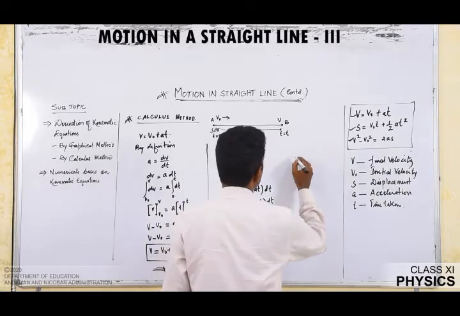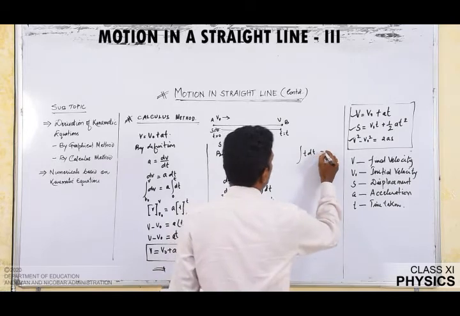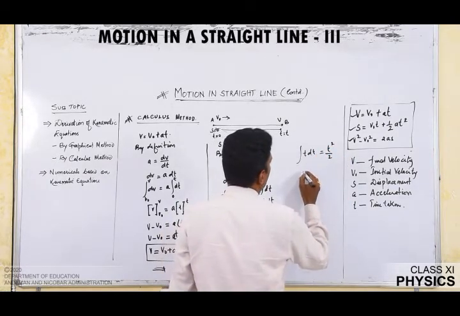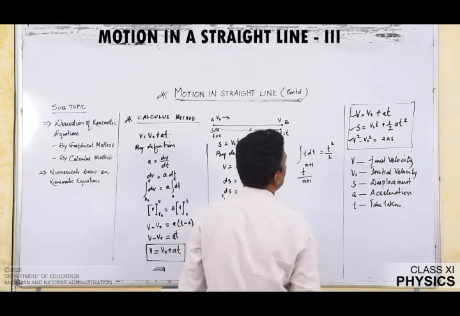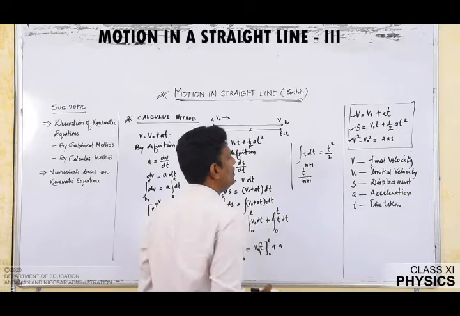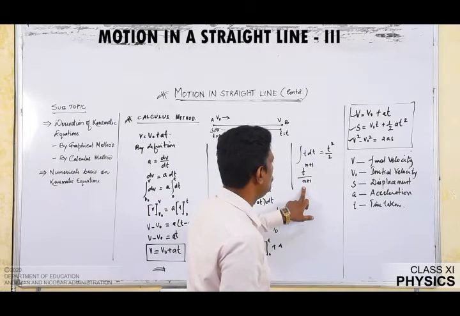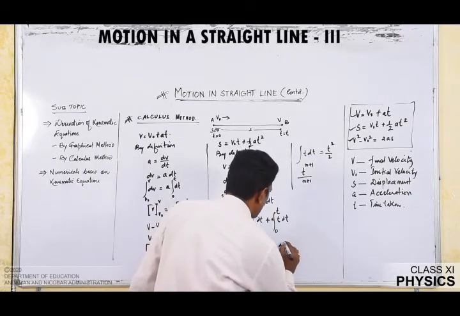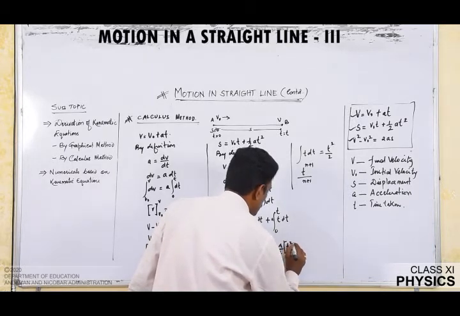Separately, let me explain this. Integral of t dt is equal to t square by 2, that is t to the power n plus 1 by n plus 1. We will be getting like this, that is t to the power 1 plus 1 is 2 divided by 1 plus 1, 2. So, t square by 2. So, a by 2 can be written here, that is t square, 0 to t.